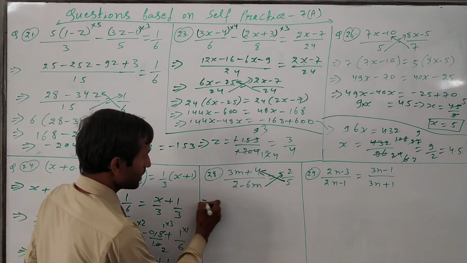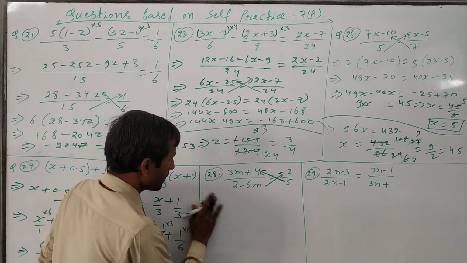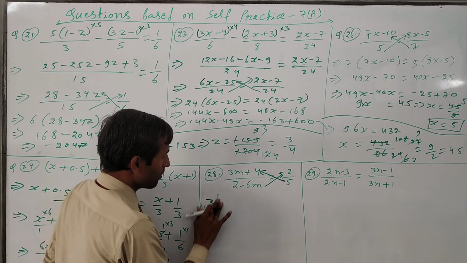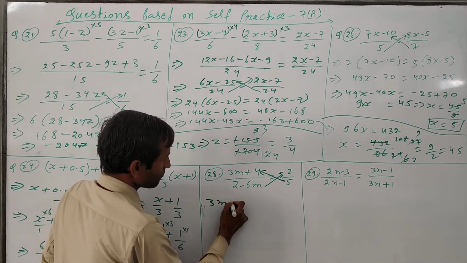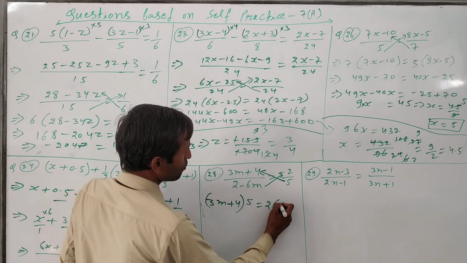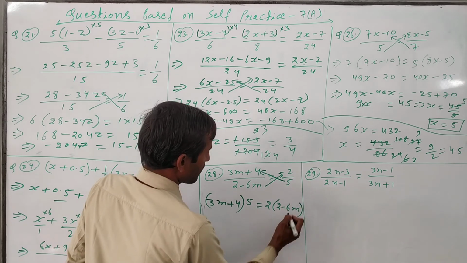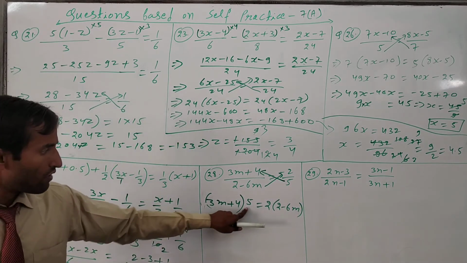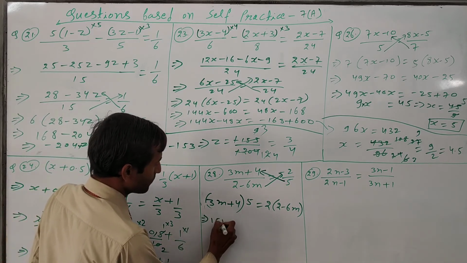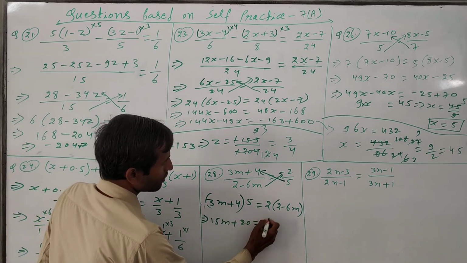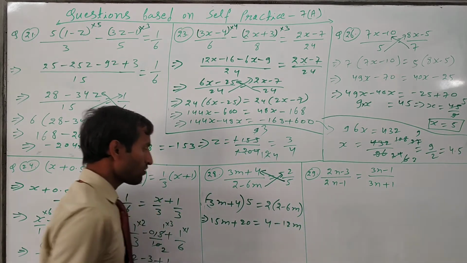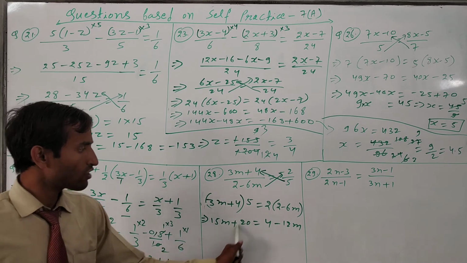Okay. So 3m plus 4 bracket 5 is equal to 2 into 2 minus 6m. Okay. Now here multiply again, 5 will multiply both of these. So it will come 5 3 is 15m and 5 4 is 20, is equal to 2 2 is 4 and 6 2 is 12m. Now just shift this 12 on this side and 20 that side.